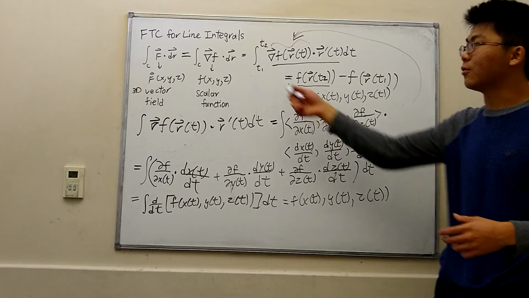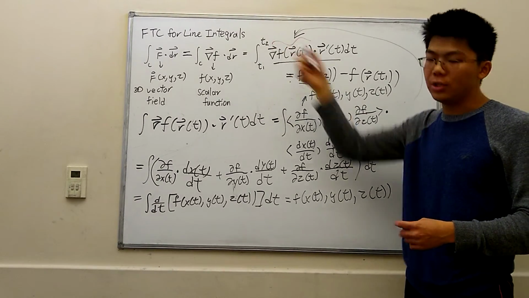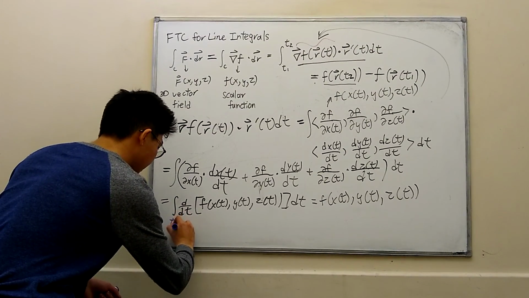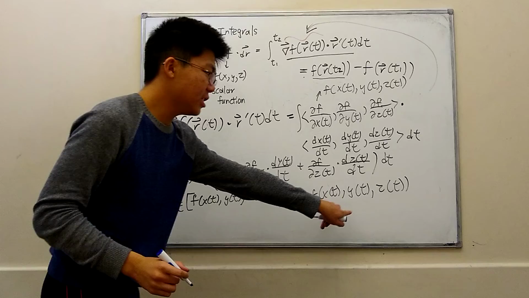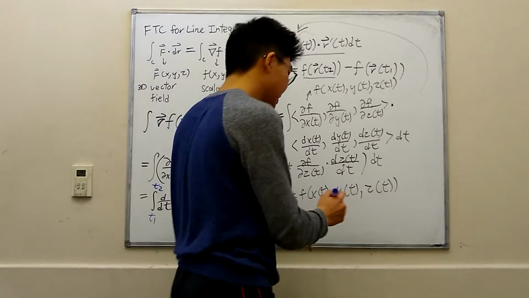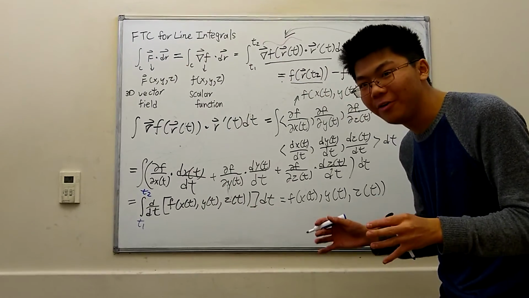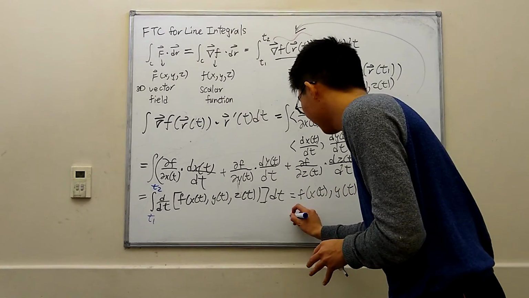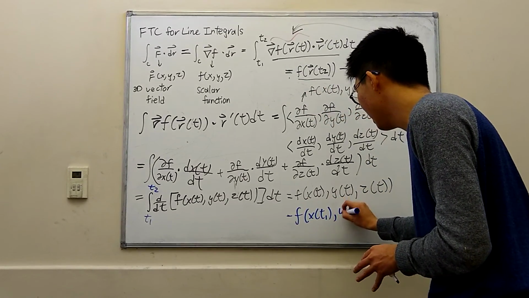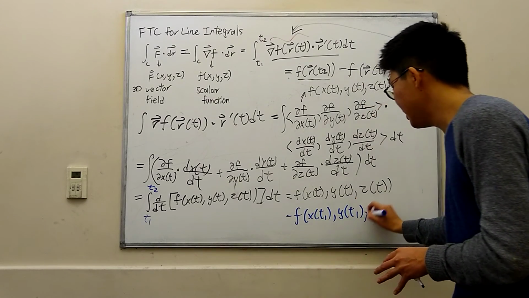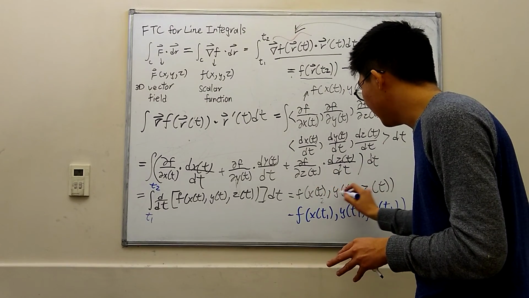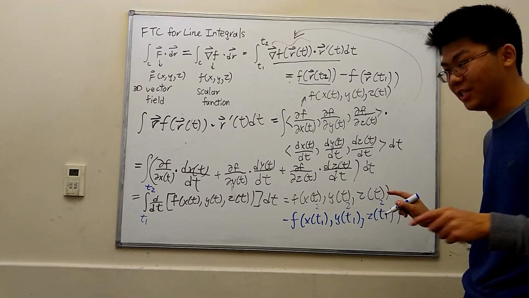Now, in the case of the line integral, we have 2 points, t1 and t2. So if let's say we have t1 over here, this just goes back to Math 1b. We basically change this into the fundamental theorem of calculus for regular integrals. You put this as x of t1, y of t1, and z of t1. And this becomes x of t2, y of t2, and z of t2.